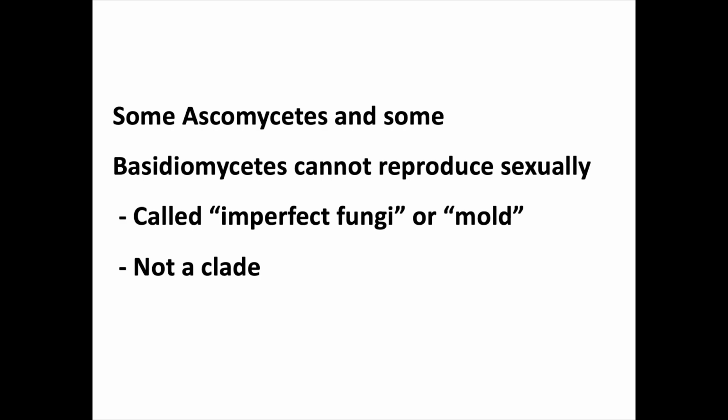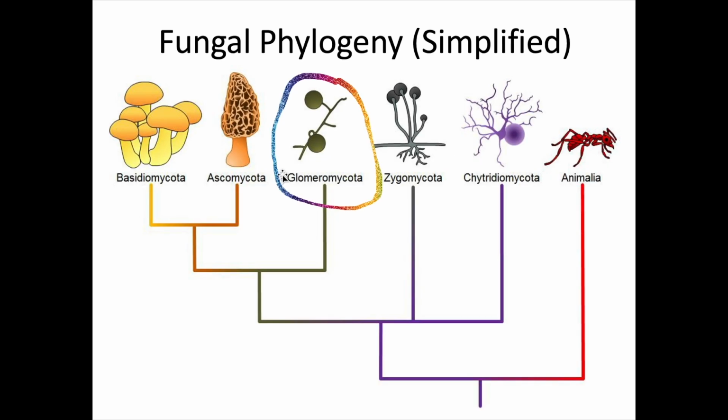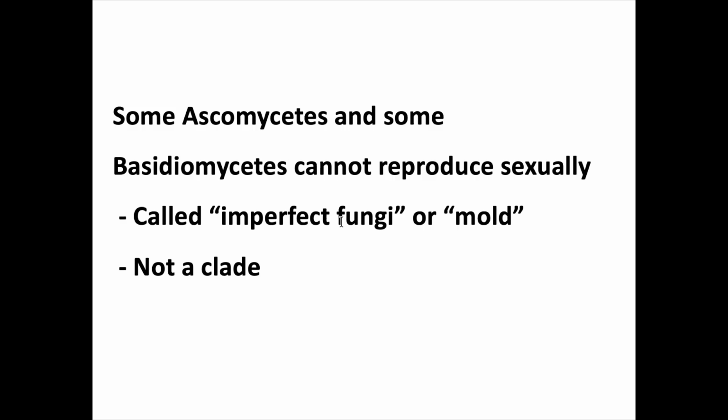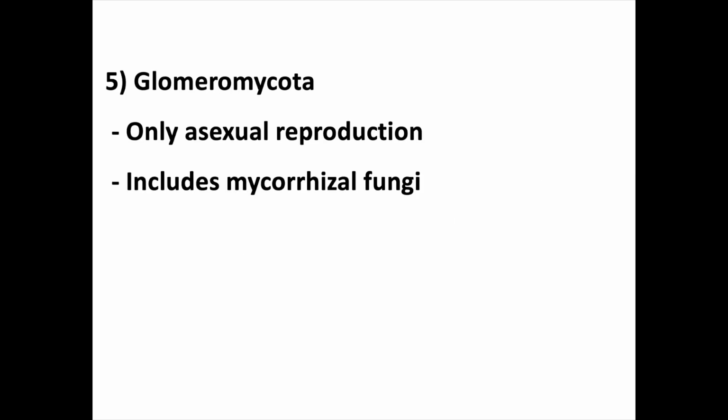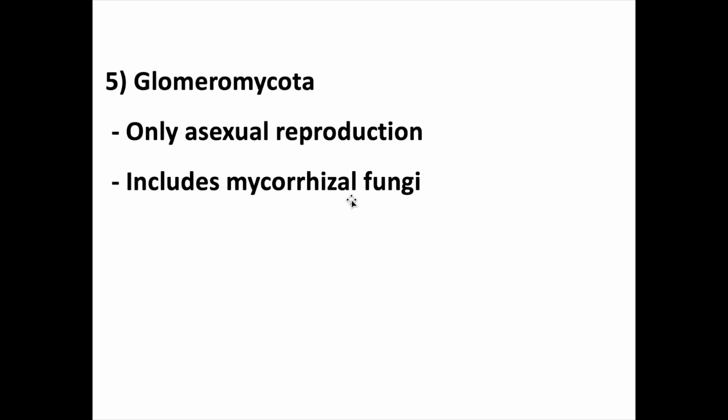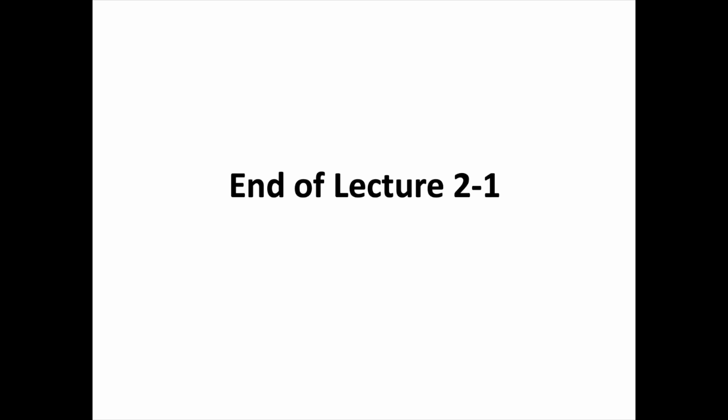I'm putting such a fine point on that because our final phylum, Glomeromycota, their whole deal is they're only asexual reproduction. They don't do sexual reproduction at all. These are not imperfect fungi. These are not molds. Again, this is no sexual reproduction, but a member of one of these two groups. This is a separate group that also is only capable of doing asexual reproduction. And notable members include mycorrhizal fungi. What are mycorrhizal fungi? Well, we're going to learn about them next time.